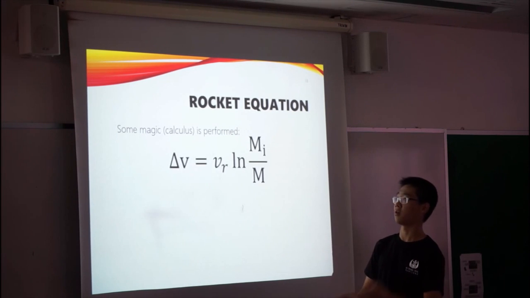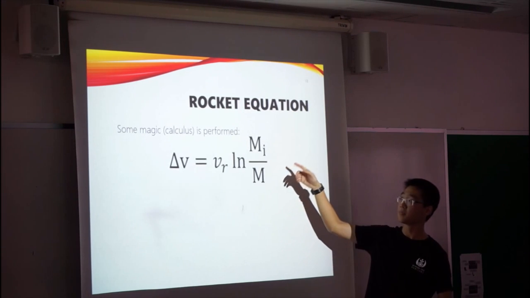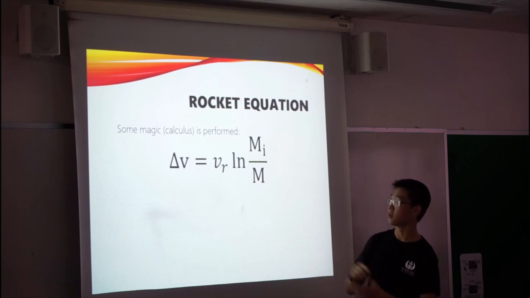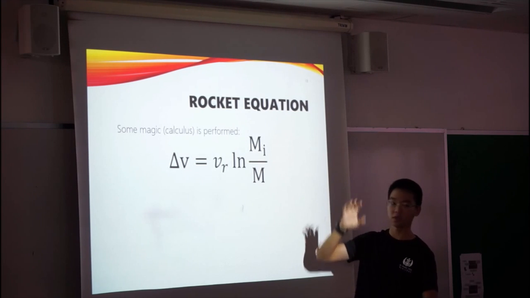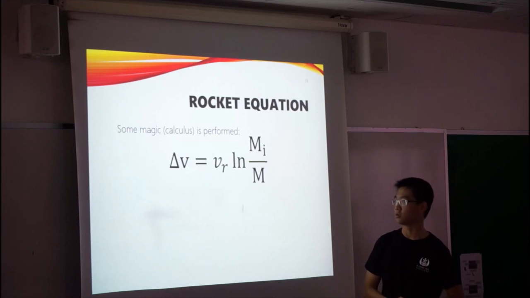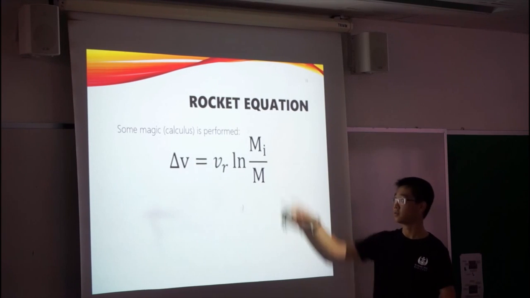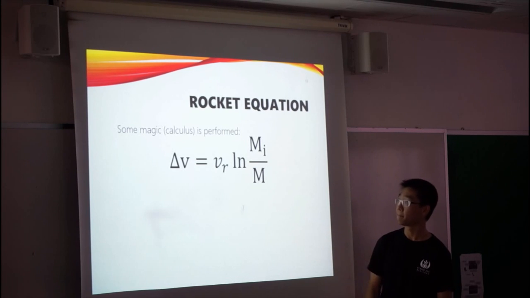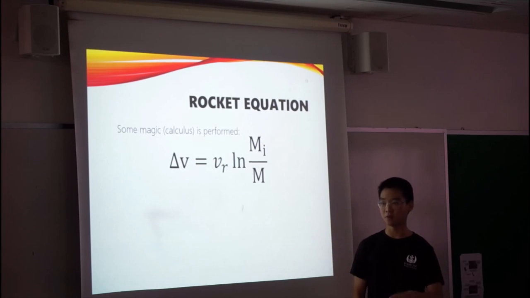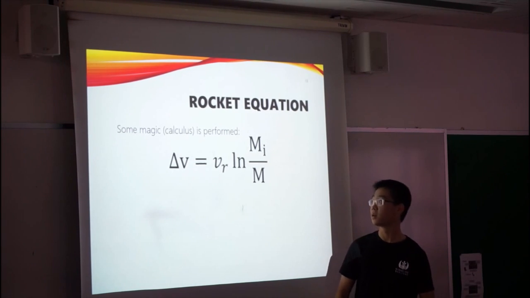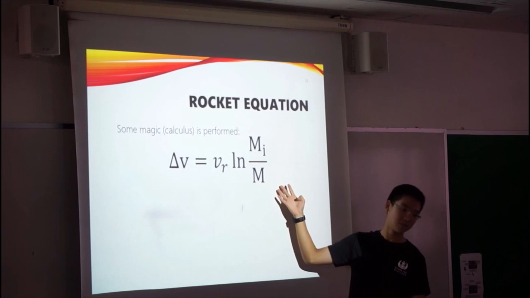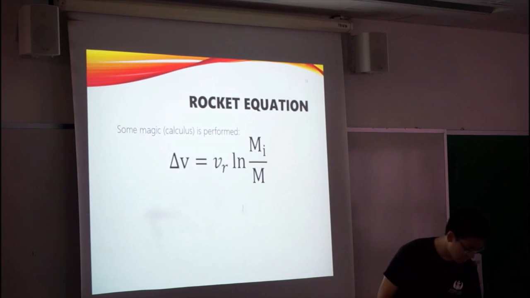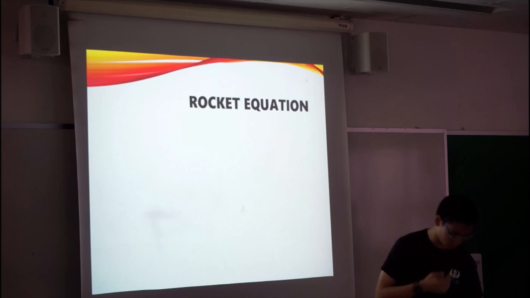For those of you who don't know calculus, just know that by integration, for the dm, you get something like this. Your change in velocity is essentially equal to your relative velocity times the natural log of the ratio of the initial mass to your final mass. What this means is that if you want to double your change in velocity, you need to square the ratio of the masses, which is quite inefficient, as I'll say later.